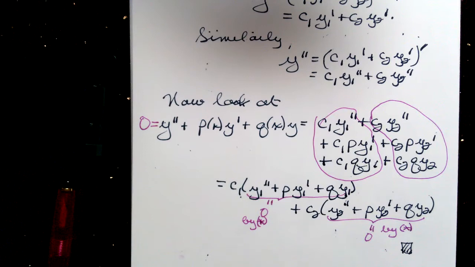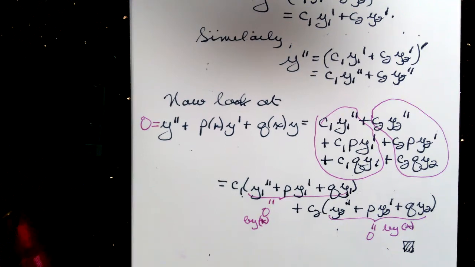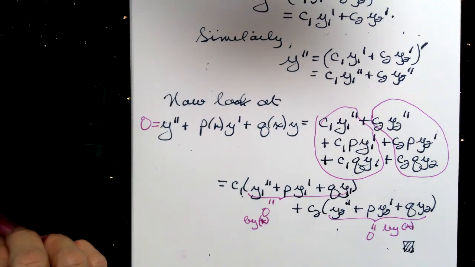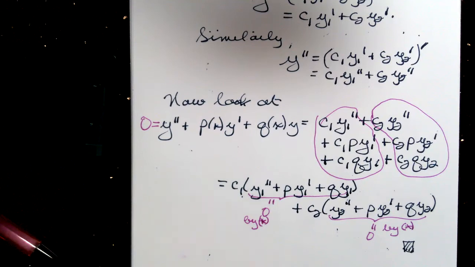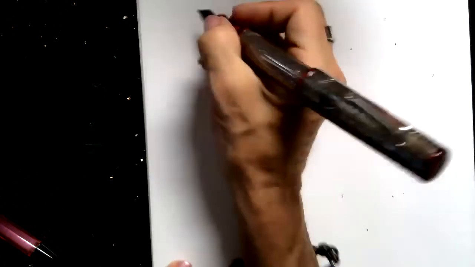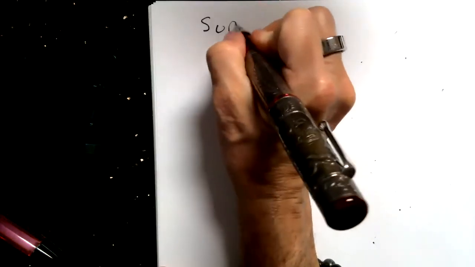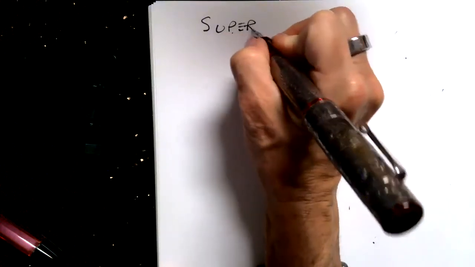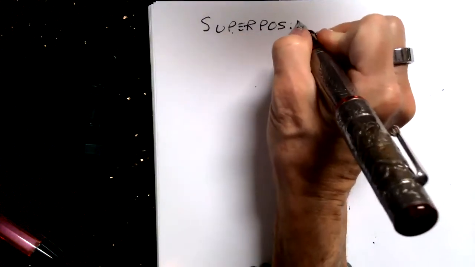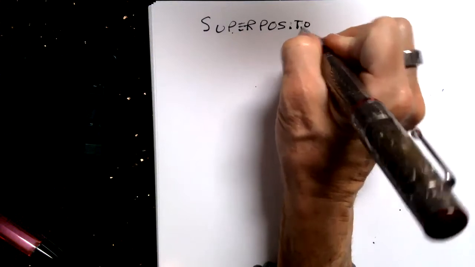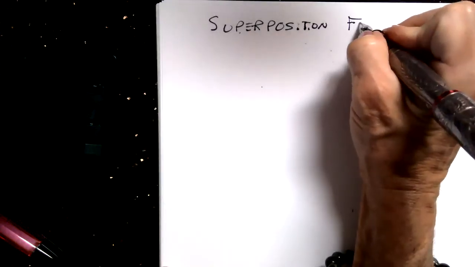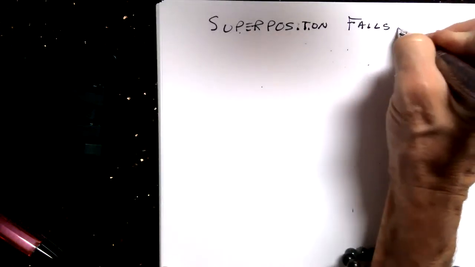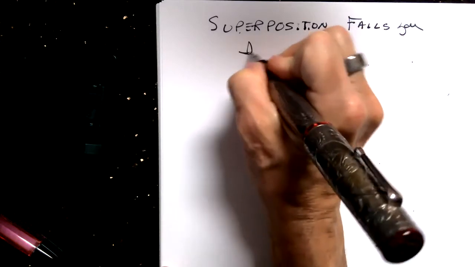Okay. So the principle of superposition holds for linear equations. And it's easy to see that it would fail for inhomogeneous equations. Why? So let's note: superposition fails for inhomogeneous equations.